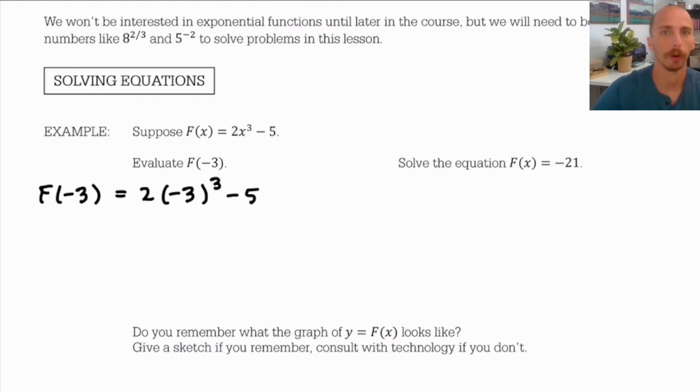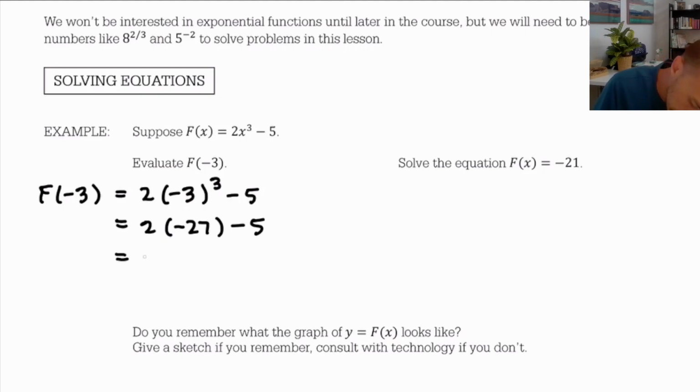In this situation, we've got all numbers, so we need to observe our order of operations respectfully. We're going to take negative 3 to the 3rd power first, because exponents come before multiplication, right? PEMDAS. So negative 3 to the 3rd power is going to be, well, 3 to the 3rd would be 27. If it's negative to an odd power, it'll still be negative. So 2 times negative 27 minus 5 more. That would be negative 54 minus 5, and that's going to be negative 59.